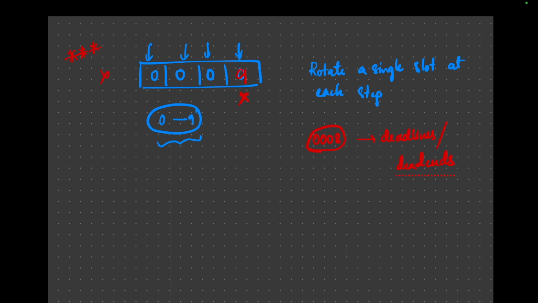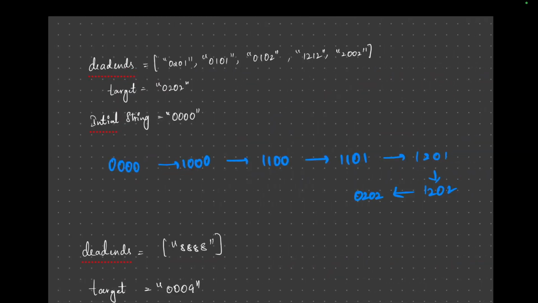And now you need to get to your target by comparing the dead ends with your particular number from 0000, whether it is equal or not. If it is equal, you will stop and return -1. If it is not, you need to go again and again by incrementing your turns, right? Okay, so let's quickly move on to the test cases, right?